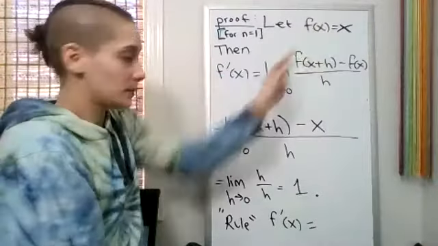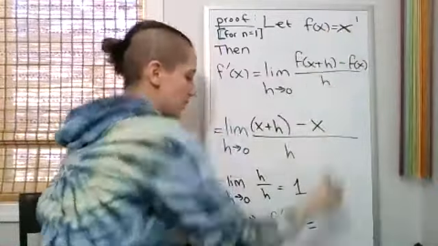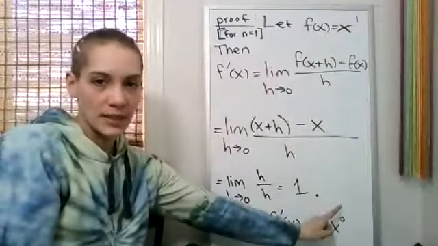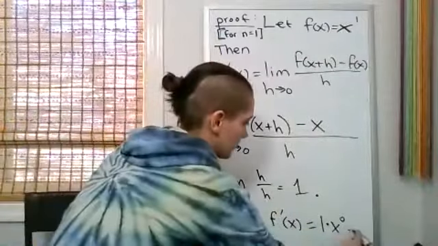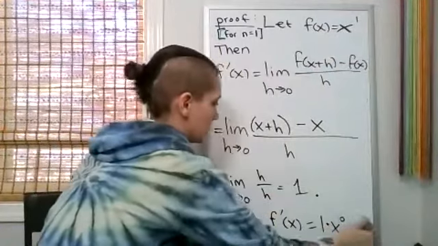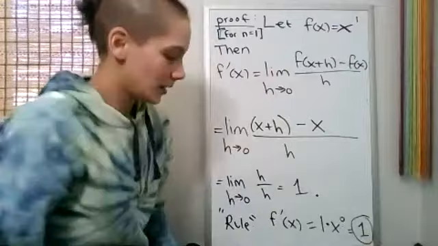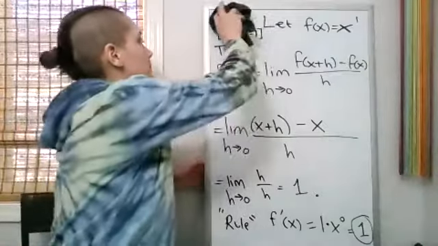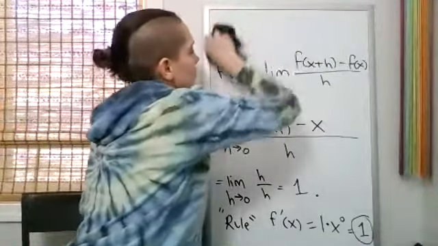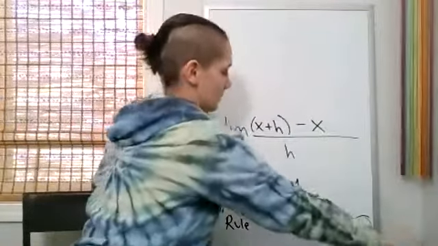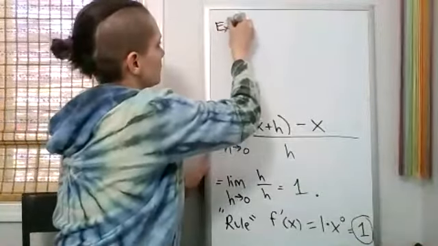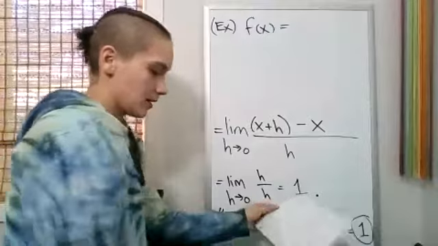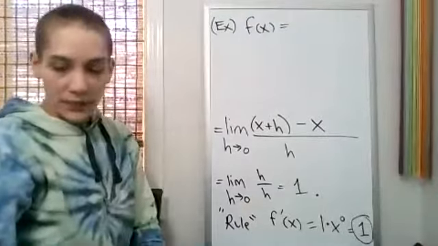So x has power 1. So bring down 1, multiply it with x to the power of 1 minus 1. So 1 times x to the 0 is 1. Okay, so practice problems. We have something like 1 over x to the 7th.